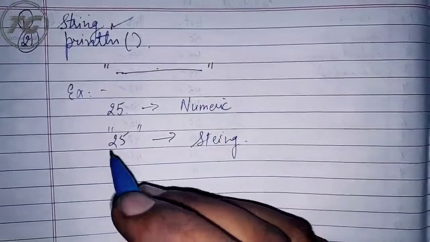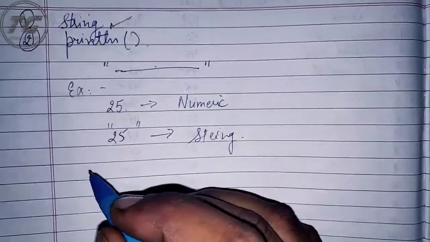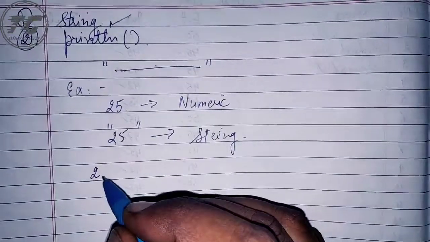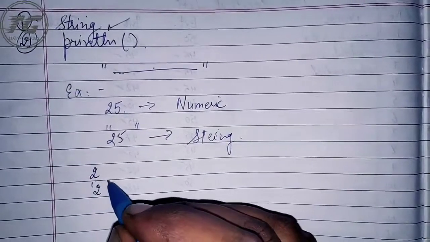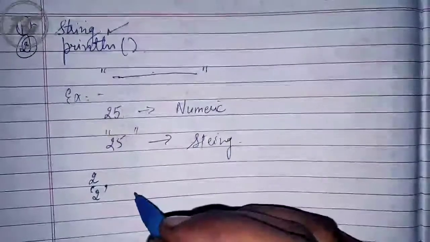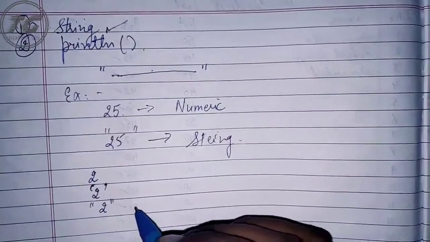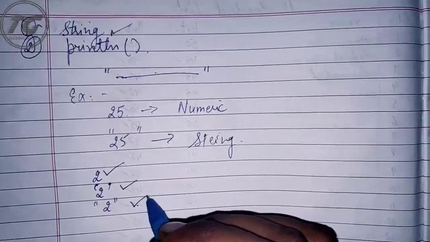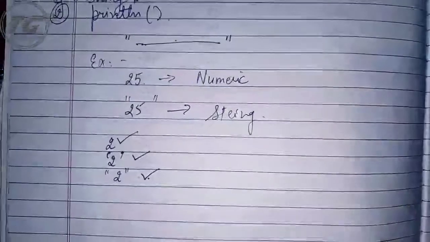Then the same value can be represented in different ways. Suppose you have a single digit number, 2. It is a numeric value. If you enclose this 2 in single quotes, then it will become a character value. But if you enclose it in double quotes, then it will become a string value. So this is a numeric value, this is a character value, and this is a string value. So this you have to understand.